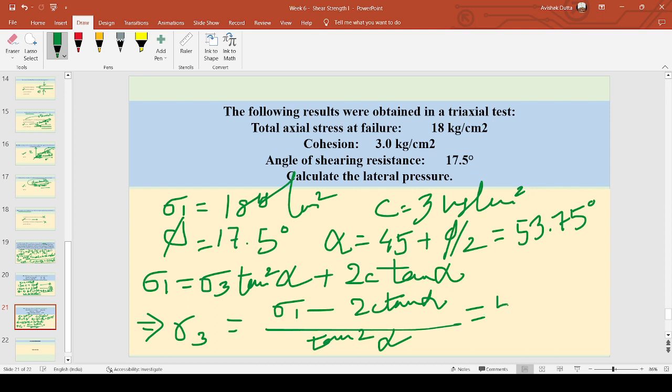We get a value of around 5.276 kg per centimeter square. I'll just take it once again: 2 times c times tan alpha, that is 3 times 2, sigma 1 is 18, divided by tan square alpha. We're getting a value of around 5.28, or 5.276, kg per centimeter square.